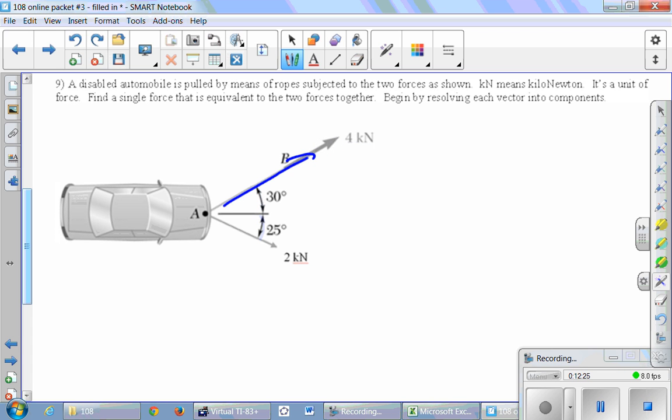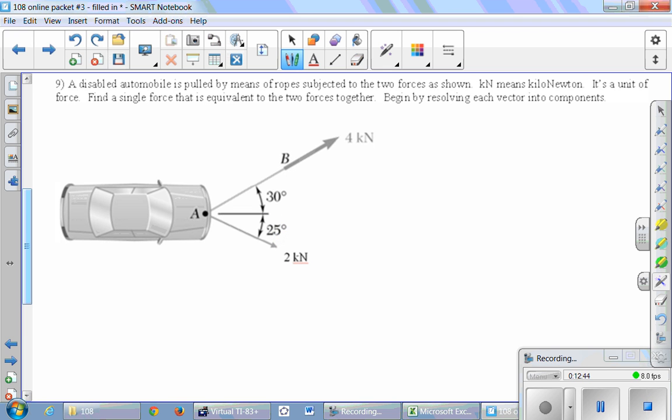So I guess this B vector is pulling a little bit more up and a little bit less to the right compared to this vector down here, which is pulling to the right and down, but the downward pull on this one isn't quite as big as the upward pull on the 30.